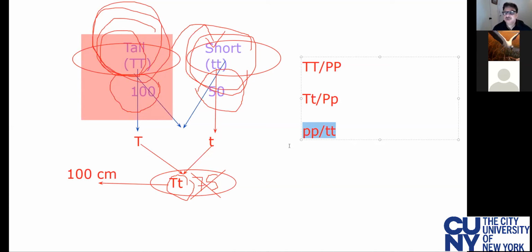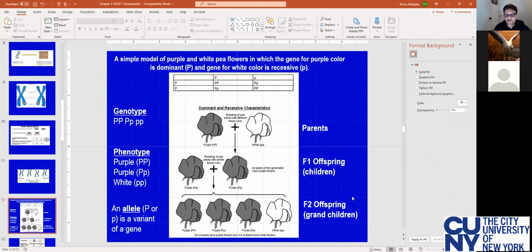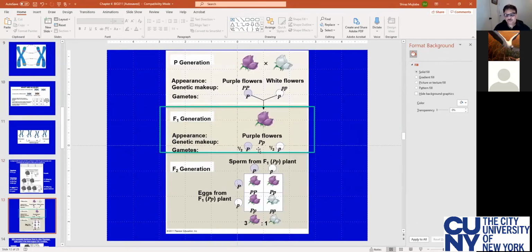The next question is, why did the F1 generation show all the flowers to be purple rather than a mix of white and purple? Let's go back to the slides. This is from this slide. In the F1 generation, why are all the plants purple? That's because the purple color is dominant. A color that is dominant will express itself. So that's the reason the purple color shows.